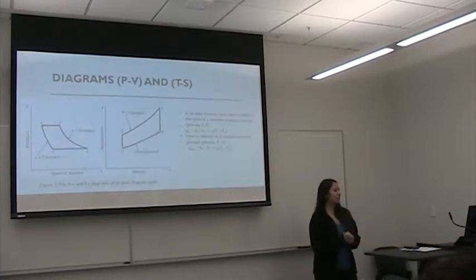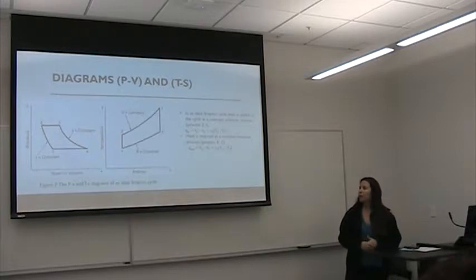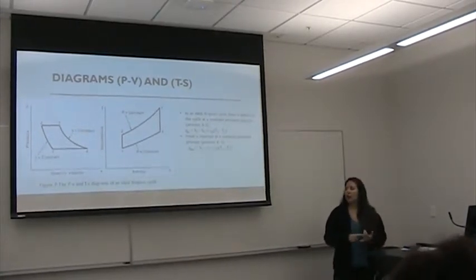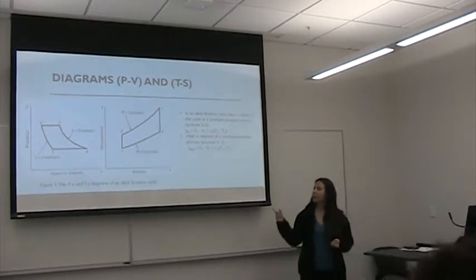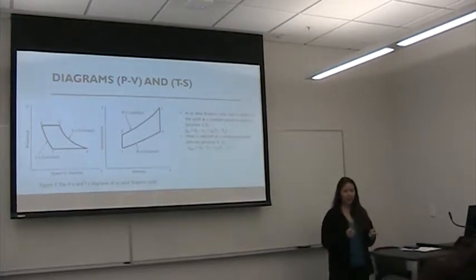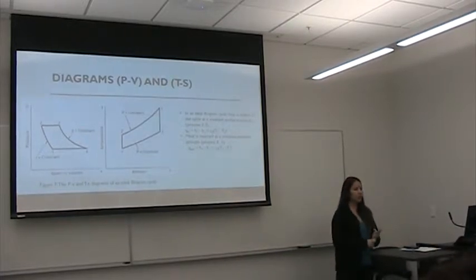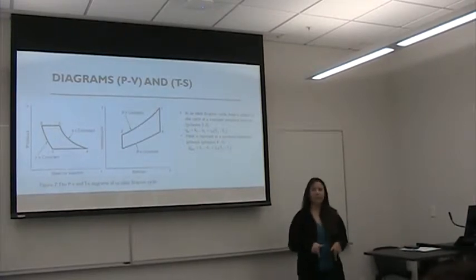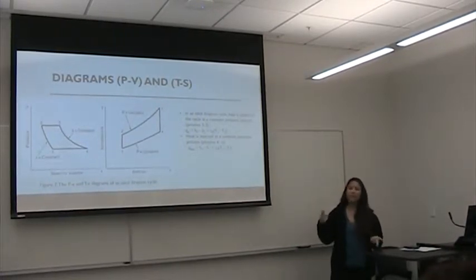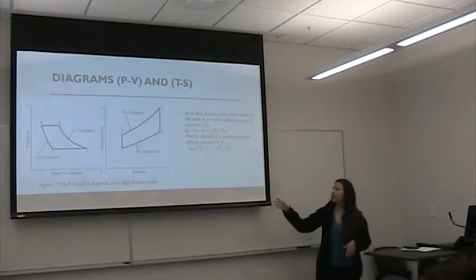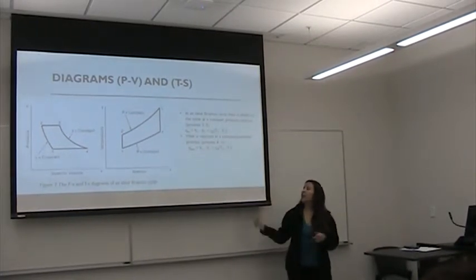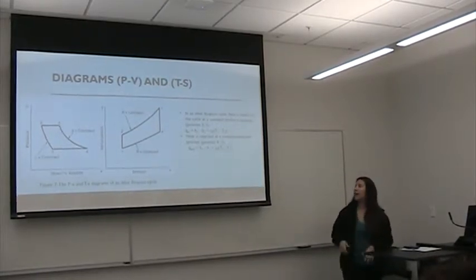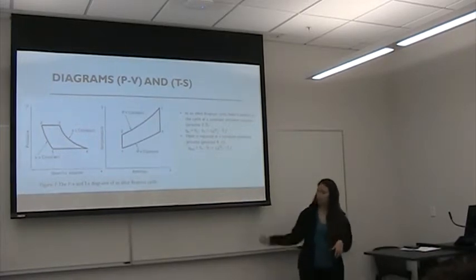The main diagrams: the P-v and the T-s diagrams. From 1 to 2, we have isentropic compression. From 2 to 3, we have constant pressure heat addition. From 3 to 4, we have isentropic expansion. And from 4 to 1, we have constant pressure heat rejection. In the ideal Brayton cycle, heat is added in the process from 2 to 3, and we can find the work in with the first formula. And also, heat is rejected at constant pressure in the process from 4 to 1, and we can find the work out with this second formula.